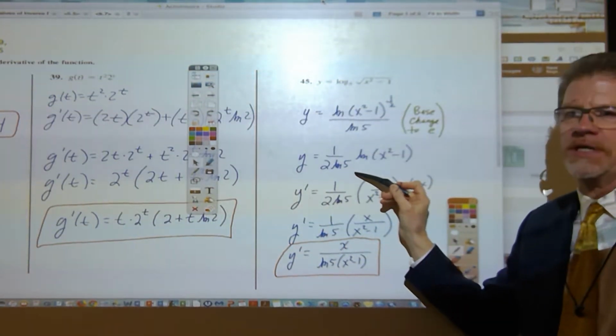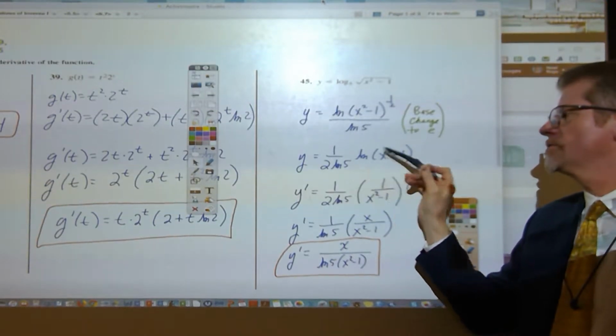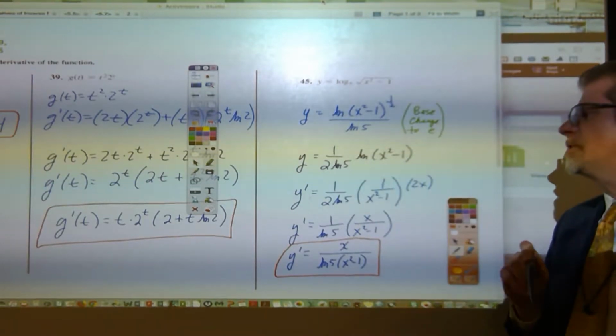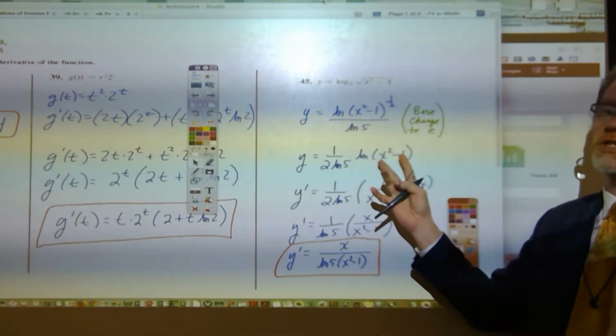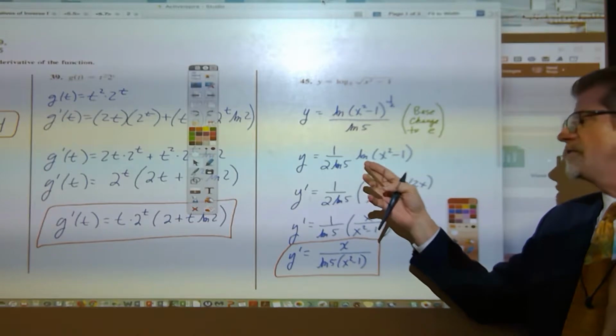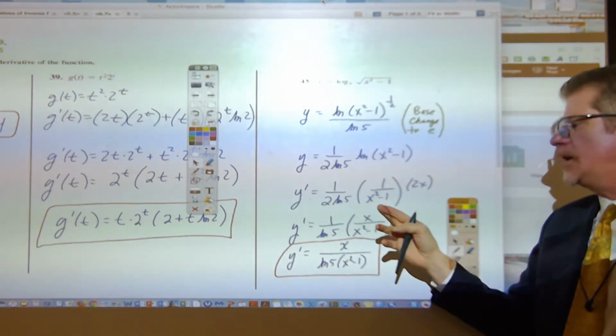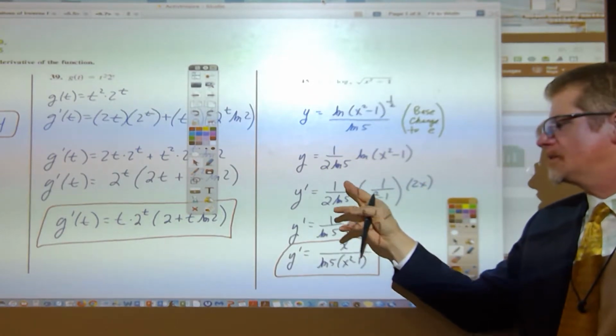Nothing really is happening to natural log 5 down here. It just comes out front along with the 1/2. The 1/2 comes down front because of exponent rules. So when it comes time to take the derivative, we just take the derivative of natural log blob. The derivative of natural log blob is 1 over blob times the derivative of the blob. The rest comes along for the ride.